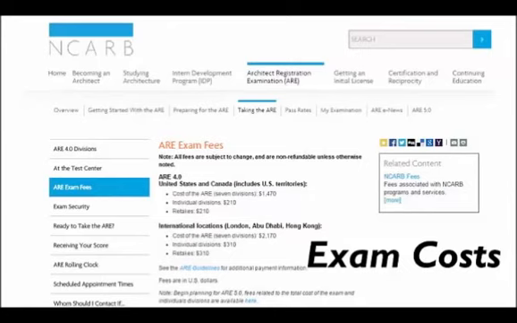The exam costs are shown right here, and they're pretty steep. The cost of the whole ARE for 7 divisions is $1,470. Now, if you take the individual divisions, they're $210, but here it says retakes are $210 also. That means if you fail a portion of the exam, you have to take it over and you have to pay the same exact fee.